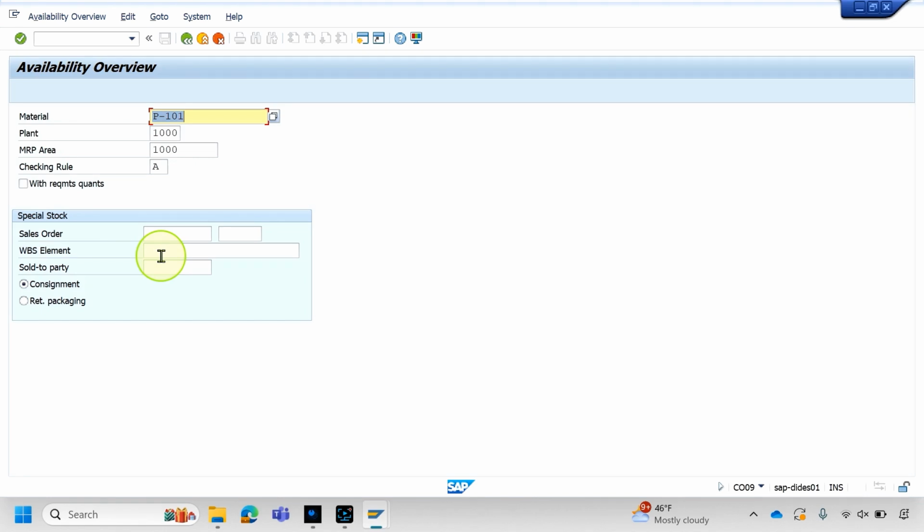the scope of check, or what we are allowed to include, what we are not allowed to include in terms of supply, and what we should consider or not consider in terms of demand. Our checking group, which is really the availability check that we're choosing to assign to a grouping of materials. And then what we're exploring today, which is the checking rule.